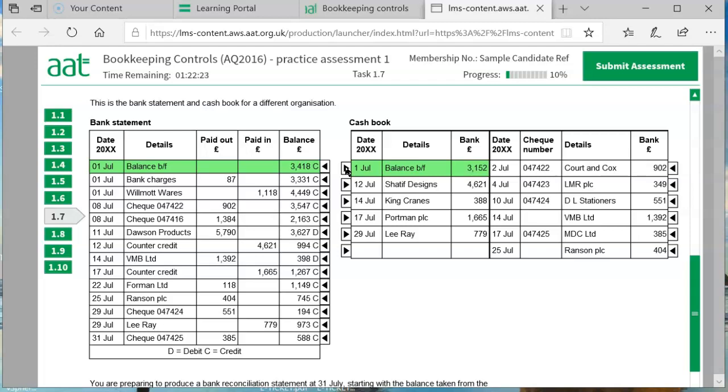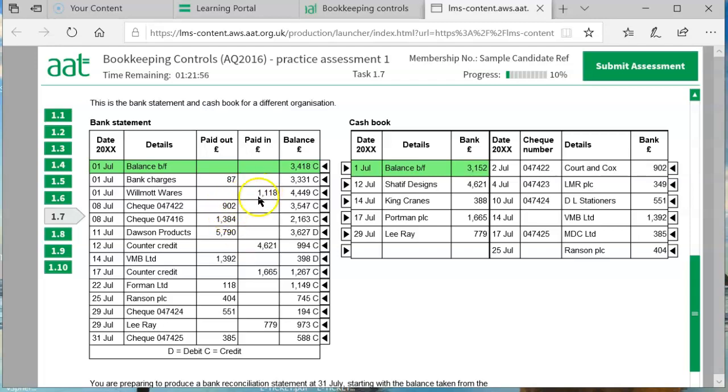3,418 minus 3,152, which is an item of 266. So let's see if there is any item for 266. There is no item. Sometimes instead of one item, there can be multiple items. So you need to find out which items match this difference of 266.